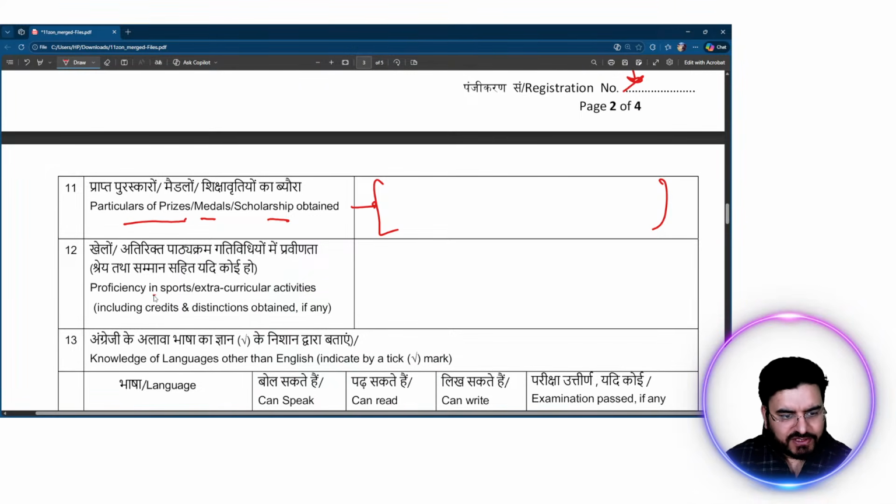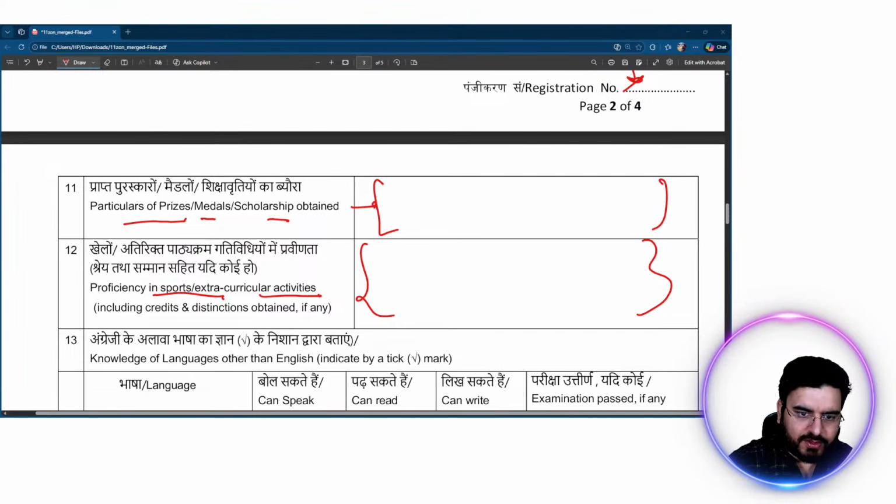Next, proficiency in sport, extracurricular. If you are a good player, if you have certain certificates, you can mention them. Is it clear? Chalo. Don't sweat here, okay? If you haven't done anything, you can mention one or two things, because don't leave it idle. This is very important. They will see whether you have certain achievements in your life or not.